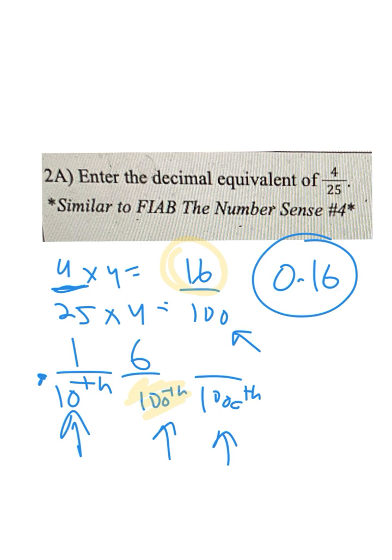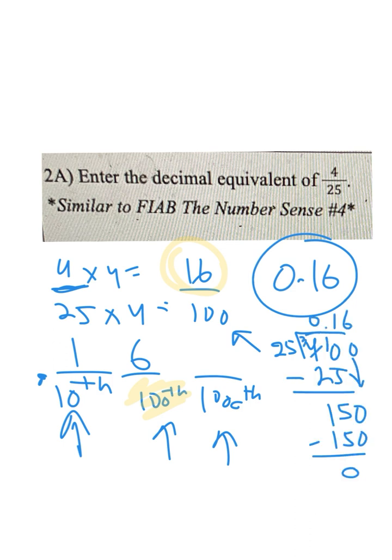Just a quick note, you could also divide. The numerator would go inside the division house, the 25 goes on the outside of the division house, and if you do your division, you should get the same thing. So right there, I did the division, and as you could see, you still are going to get 0.16.